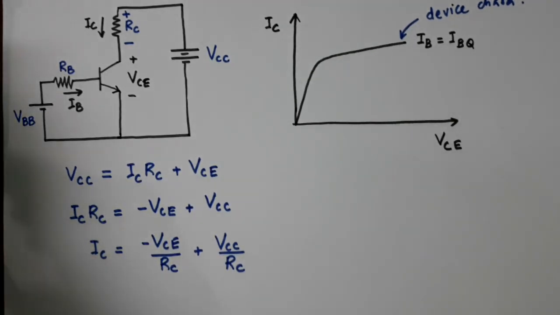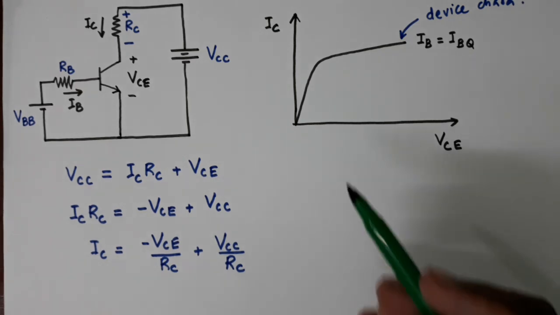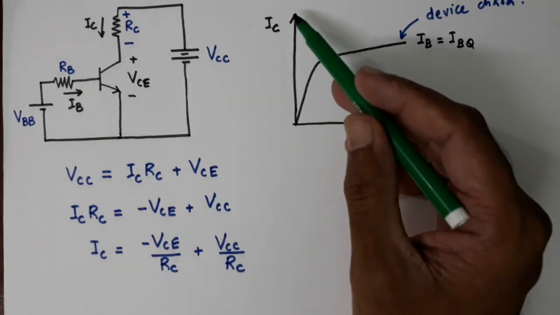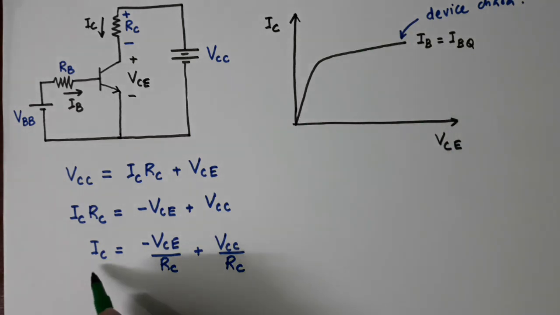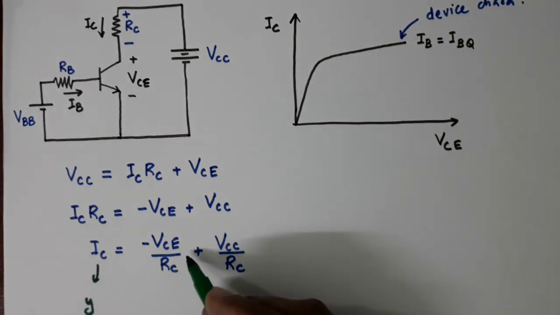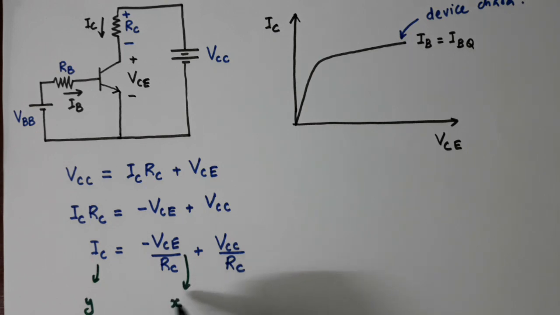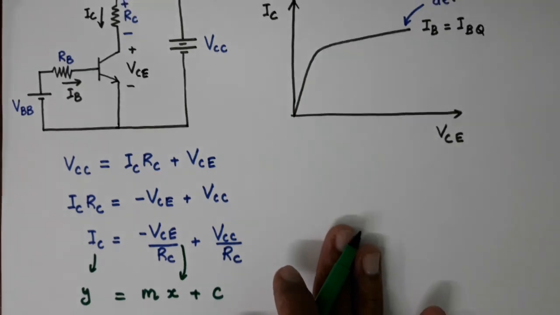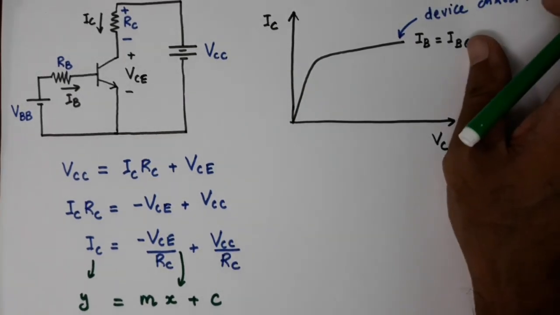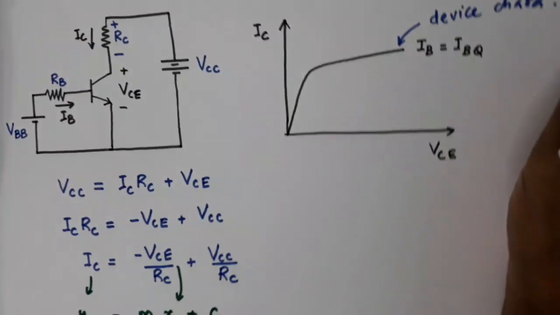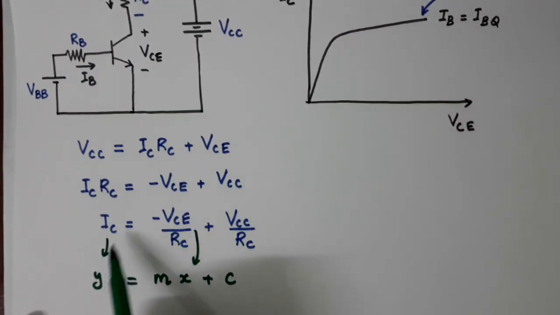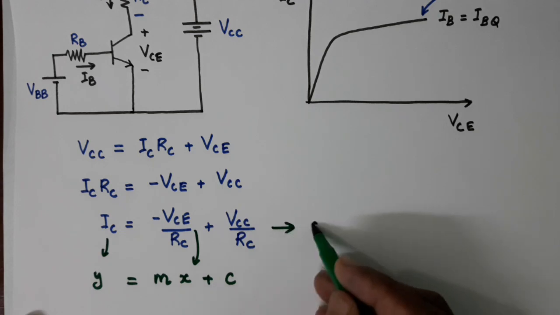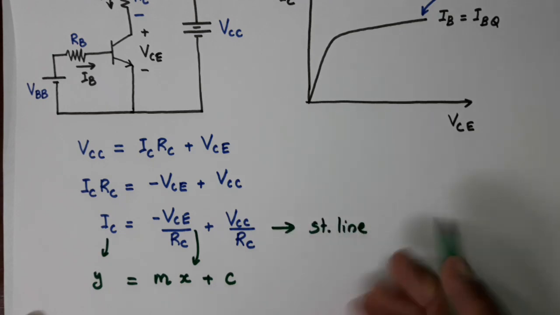So you can see that IC is the y axis here and VCE is the x axis. So this corresponds to y and VCE is x. So this is of the form y is equal to mx plus c. So it represents a straight line. This equation represents a straight line. So I can plot it here.